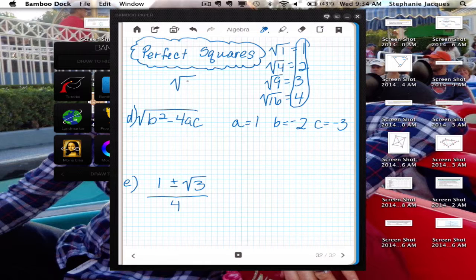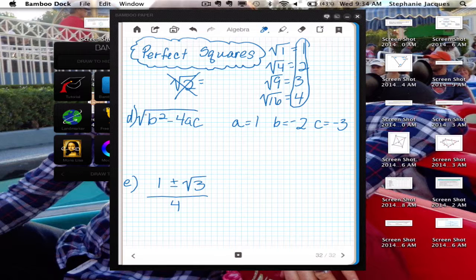The square root of 2 is not, because it's going to give you a decimal when you put it into your calculator. Let's look at evaluating terms that are under a radical expression. So you have b squared minus 4ac, and it's all the square root of that.